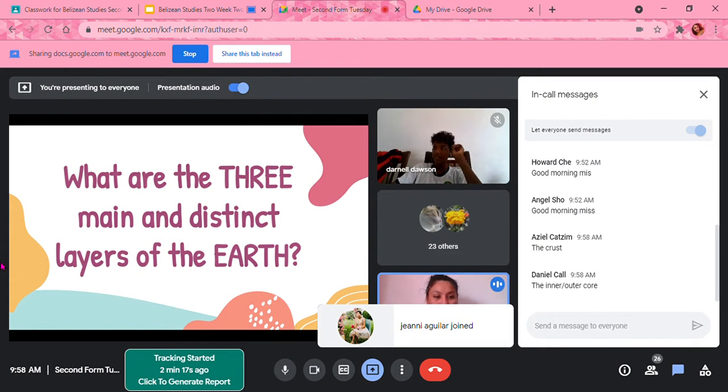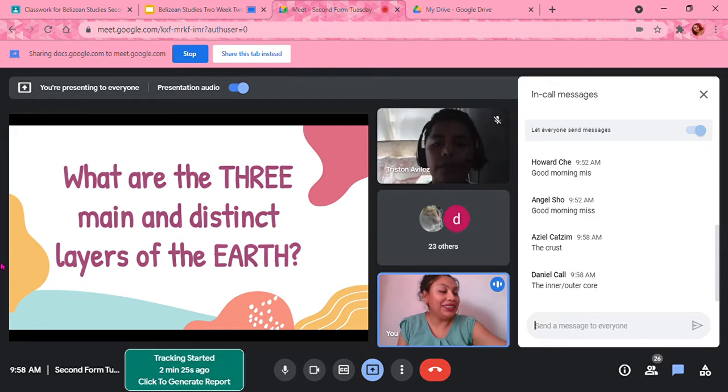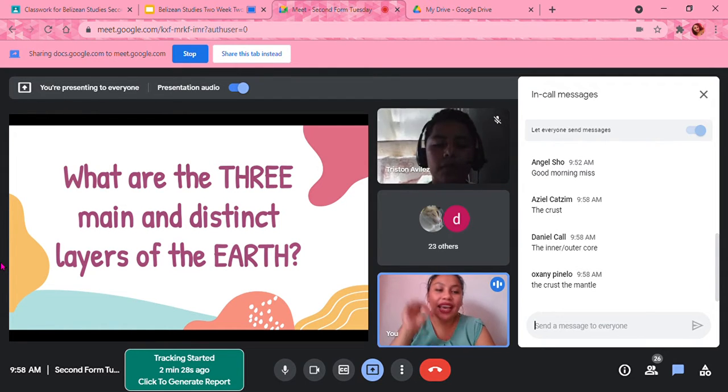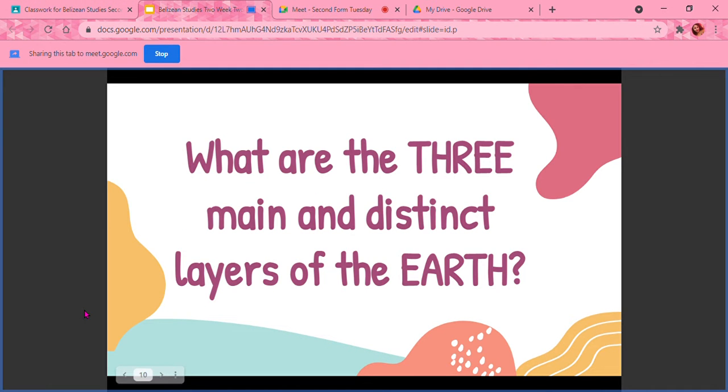You have the crust, you have the core, the third one? Mantle. And the mantle. Very good. So we have the crust, which is the outmost layer, the mantle, which is the middle layer, and then you have the core, which is the center. So we're going to be looking at these three distinct layers in detail.